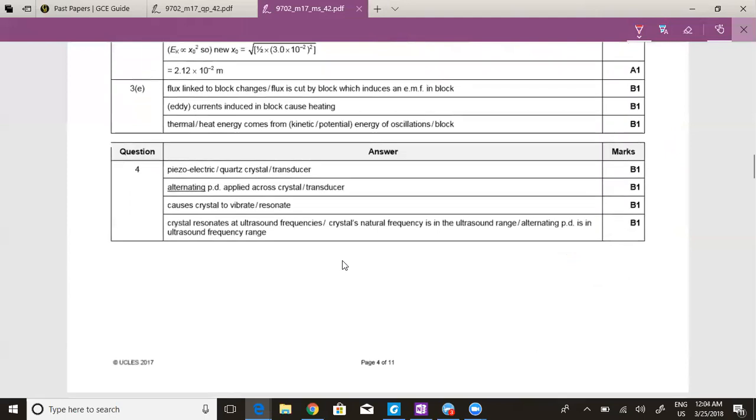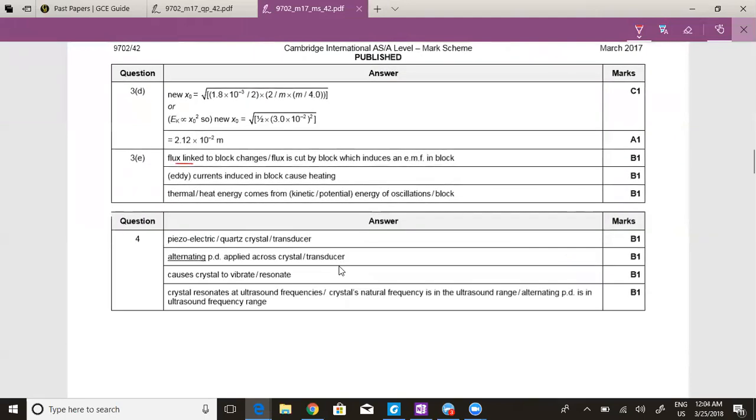Let's see what the marking scheme says. The flux linkage is the magnetic field, and the block cuts the flux. It's important that you always mention flux. So the block is cutting the magnetic field, so this is cutting field lines. That induces EMF, induces currents in the metal block, which cause heating, and that heating causes a loss of potential energy. So this is the answer. Fair enough?